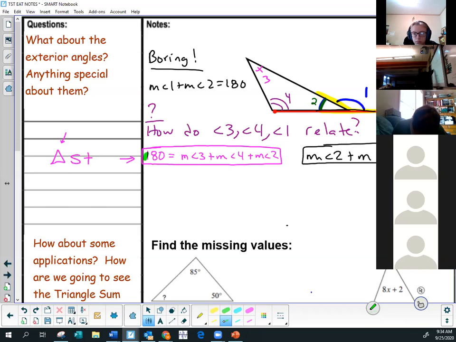And so yeah, if they're both equal to 180 degrees, algebraically speaking, that means the measurement of 2 plus the measurement of 4 plus the measurement of 2 would have to equal the measurement of 2 plus the measurement of 1.